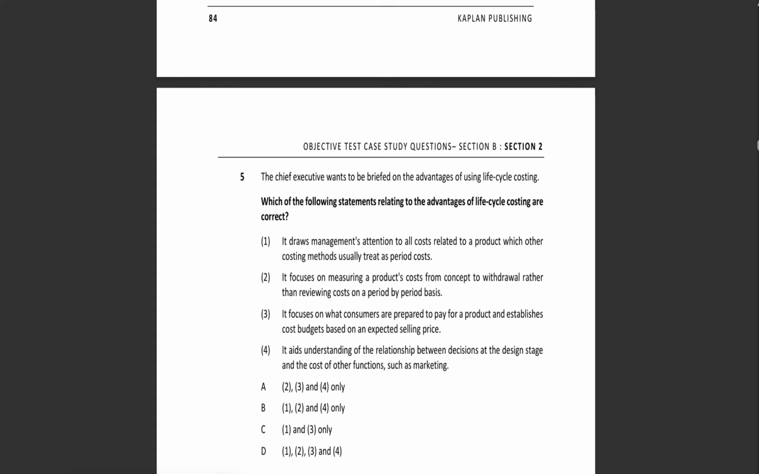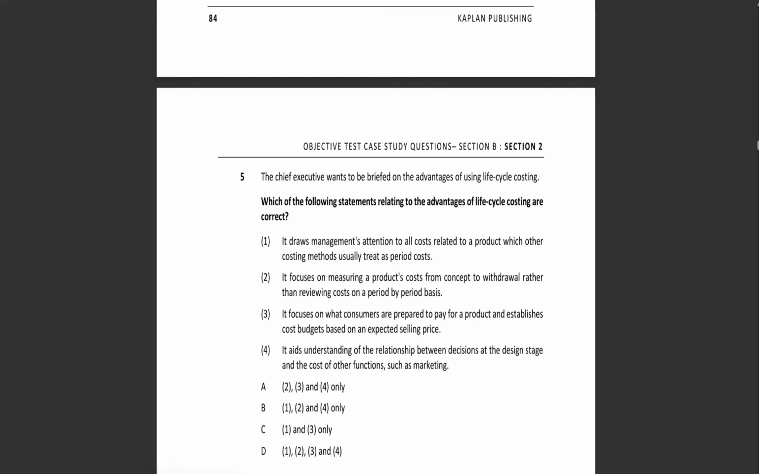Okay. Now, the second one: it focuses on measuring the product cost from concept to withdrawal rather than reviewing cost on a period by period basis. Exactly. Other costing systems only calculate the profit of the product on a period by period basis, but in life cycle costing, they will not consider the profit or cost for one period. In fact, they will consider all costs and income incurred throughout the product life cycle. So it focuses on measuring all costs, from the idea of the product coming into the mind to the withdrawal from the market. So that's why it's also true.